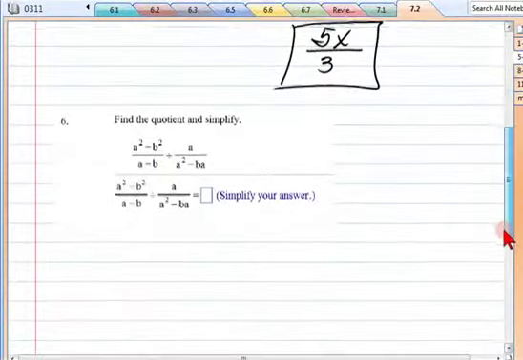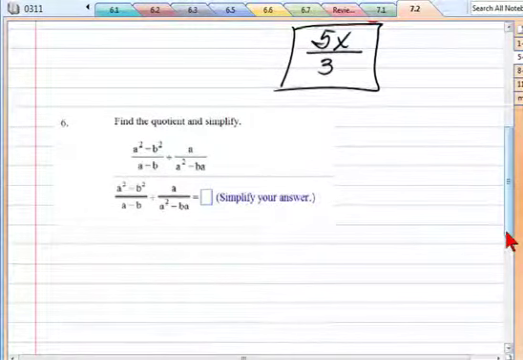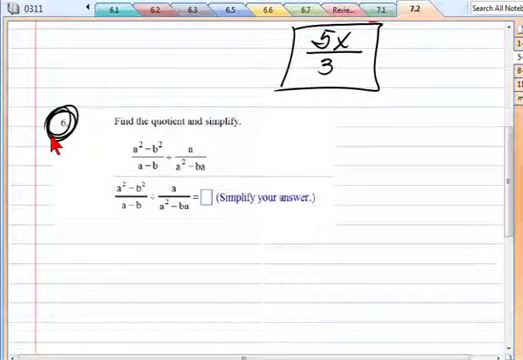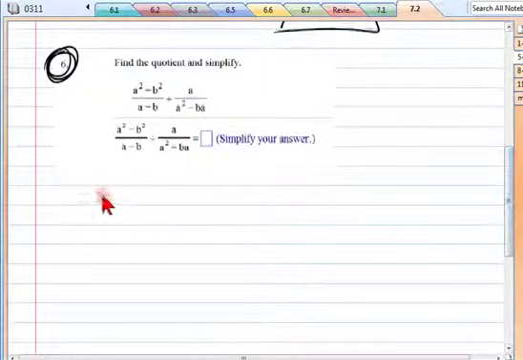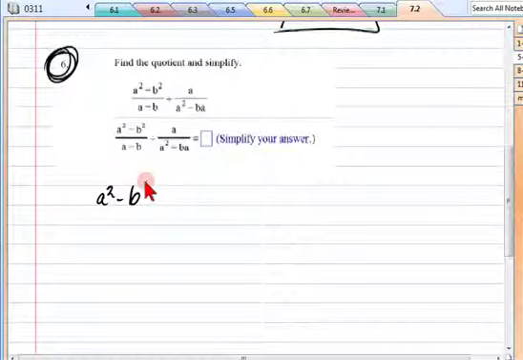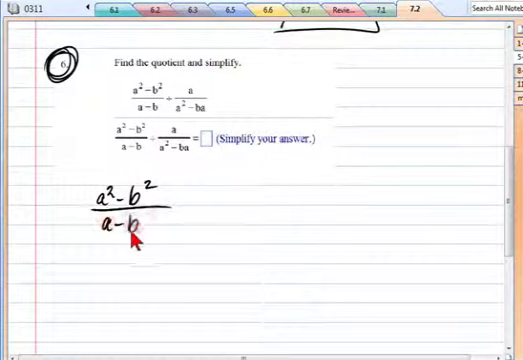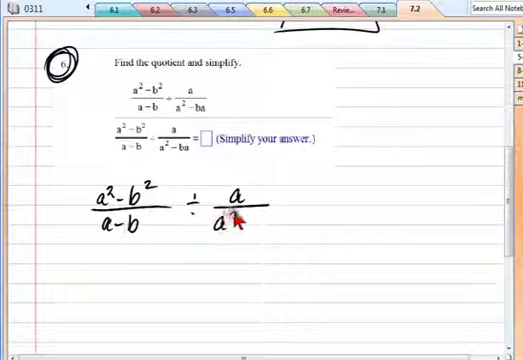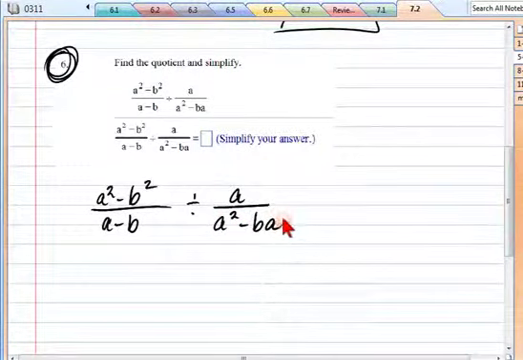All right, number 6. It seems as if MathLab sort of breaks its own rule with something with number 6. So I'm putting a little circle around it because when you do number 6, I'm guessing the same thing's going to happen. All right. Starts out as a division problem. So I have a squared minus b squared over a minus b divided by a over a squared minus ba.